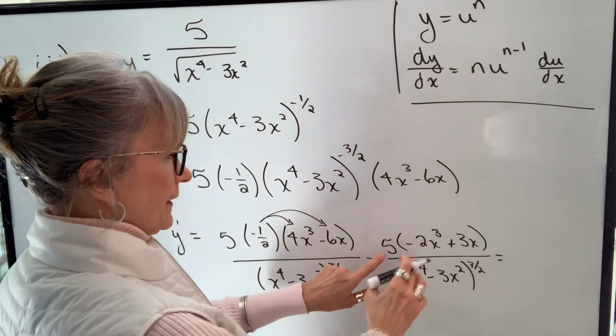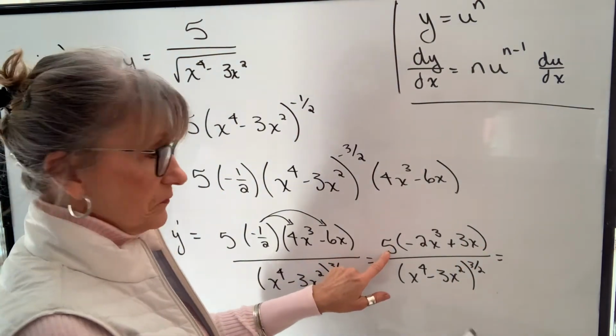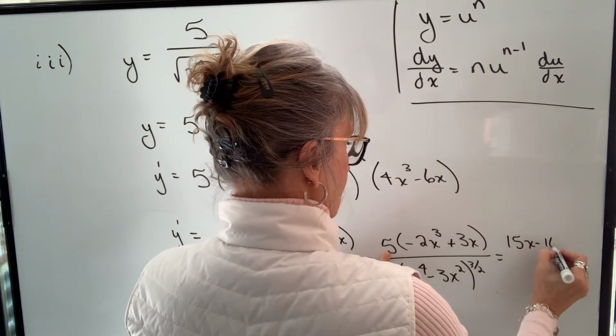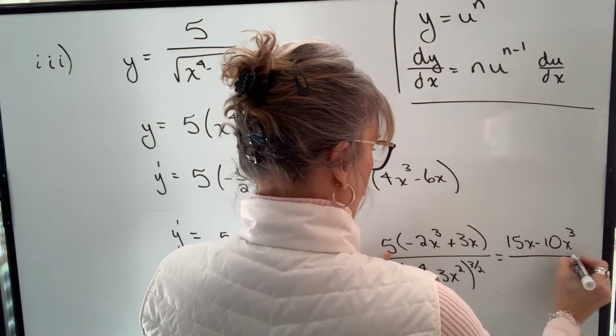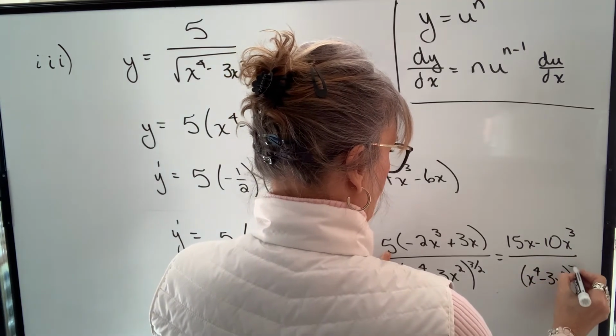And then I could either just change the order here, or I could multiply 5 through my numerator. So I'll get 15x minus 10x cubed over x to the 4th minus 3x squared to the power of 3/2.